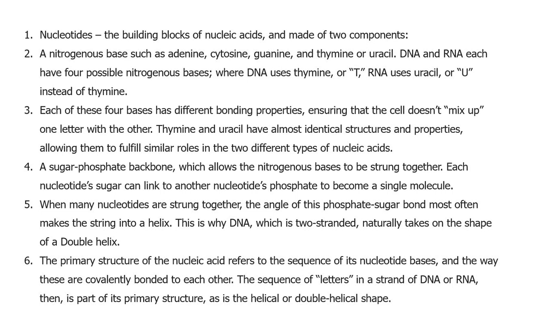Okay, the primary structure of nucleic acid just refers to the sequence of its nucleotide bases, and the way these are covalently bonded to each other. The sequence of letters of the strand of DNA and RNA is part of its primary structure, and so is the helical or double helical shape, we can say. So this is some basic information about the structure of nucleic acids like DNA and RNA, I can say. Now let's see in detail the secondary structure of DNA and RNA. First of all, we'll see the simpler one, that is RNA.